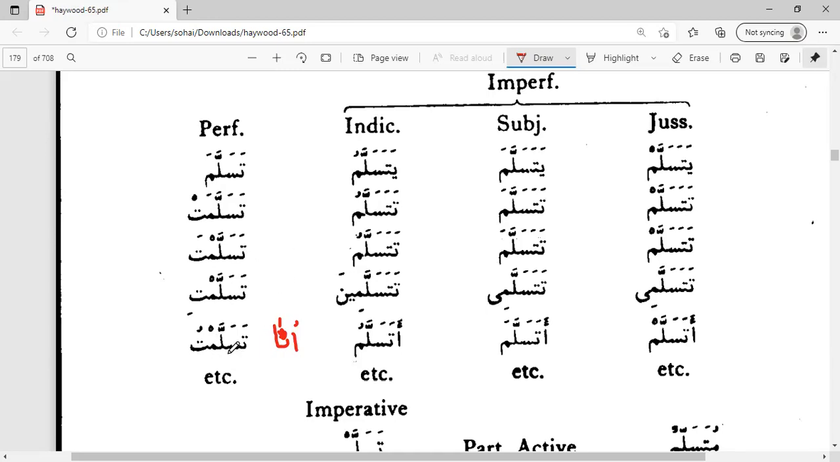nahnu tasallamna, anta. So again, if you can't make it, do let me know, but I think you can. Anta tasallamta, antuma tasallamtuma, antum tasallamtum, anti tasallamti, because it's a fixed form, you're just adding ta at the start and putting shadda on the second letter. Antunna tasallamtunna, huwa tasallama, huma tasallama, hum tasallamu, hiya tasallamat. You happy with that?